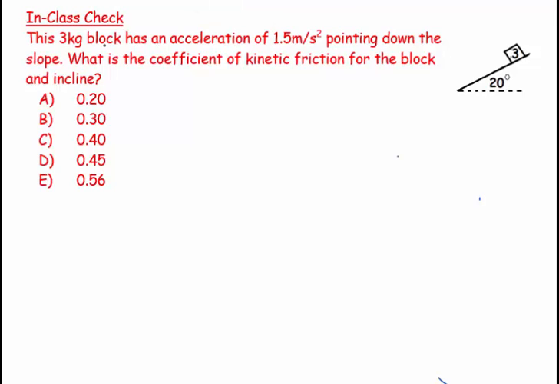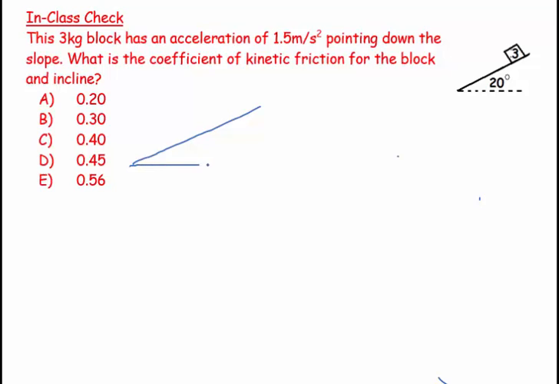Welcome. So this question says a 3 kilogram block has an acceleration of 1.5 meters per second squared, pointing down the slope. What is the coefficient of kinetic friction for the block and the incline? So let's draw this.